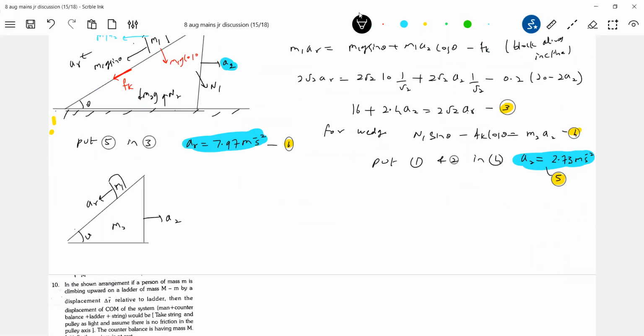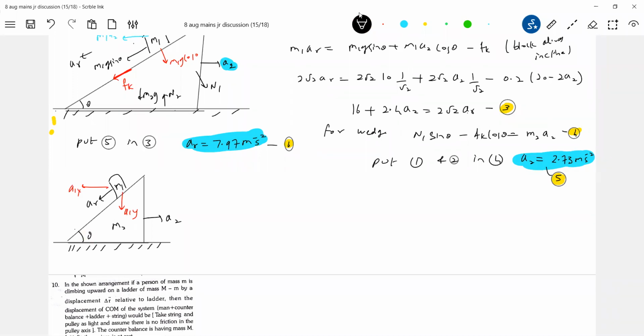No, it will have two accelerations, A1x and A1y. What is AR? Acceleration of the block with respect to wedge. And what is A1x? Acceleration of the block along x-axis with respect to ground. And what is A1y? Acceleration of the block with respect to wedge or ground, because the wedge is not moving along x-axis. So how to calculate this A1x? Because I know only AR, A2 and cos theta.